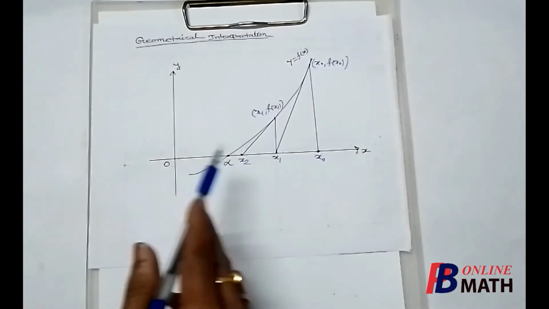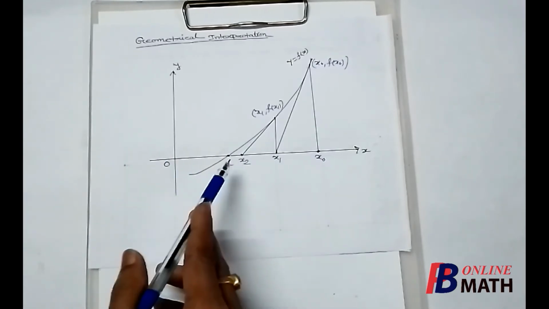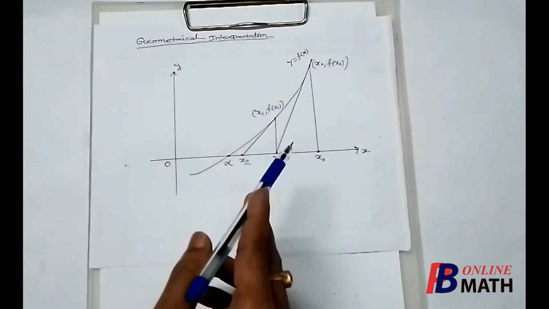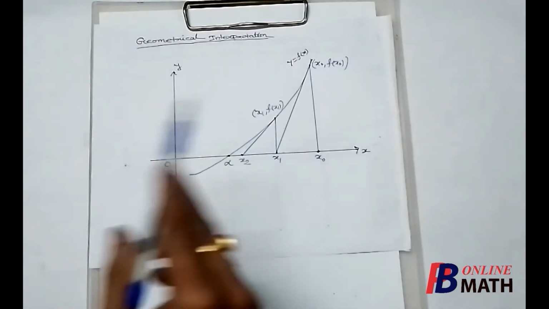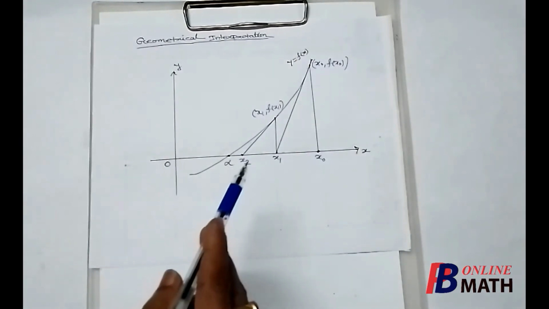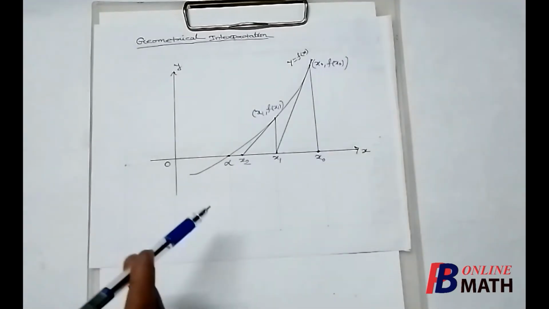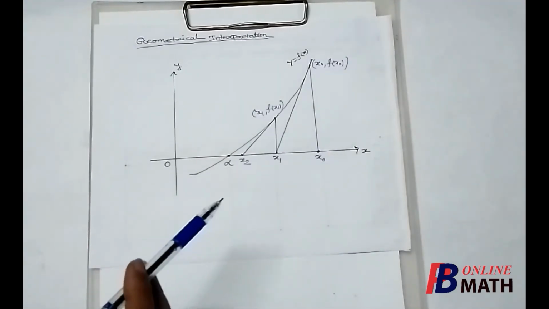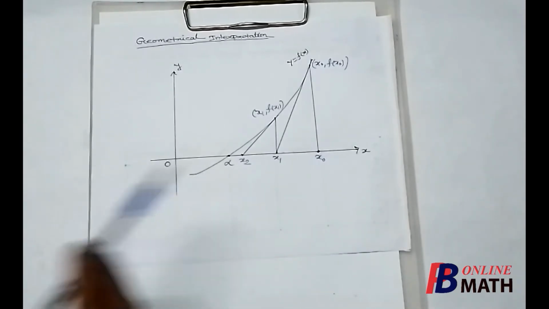So here we find that x0, x1, x2, x3, etc., these are successive approximations, and these approximations are obtained by drawing tangent at the points of the curve. So this method is known as tangent method. Now remember that this Newton-Raphson method converges very fast compared to bisection method and fixed point iteration method.